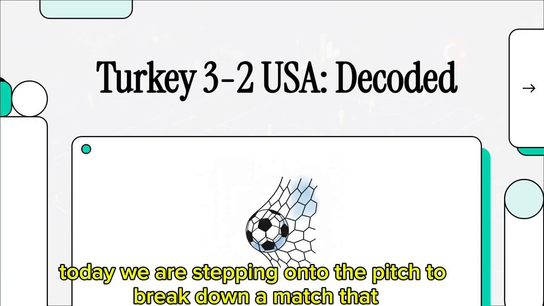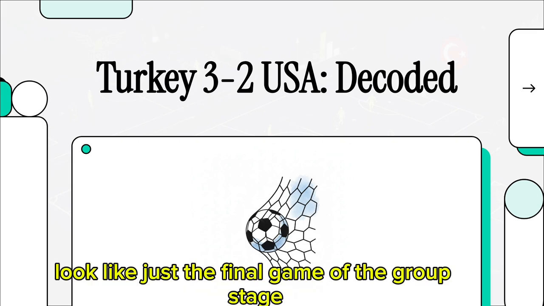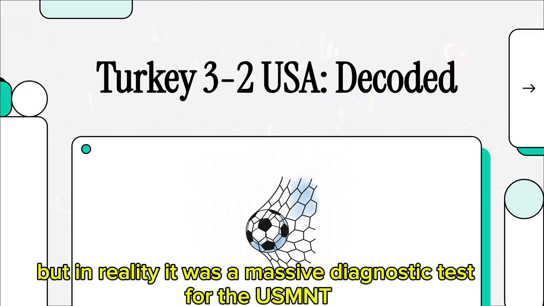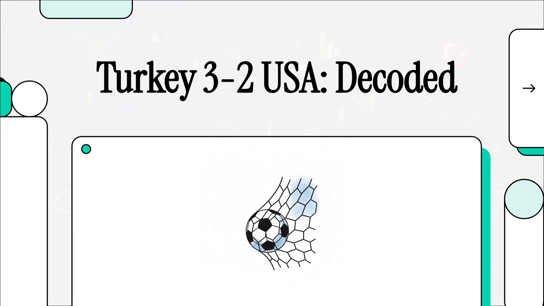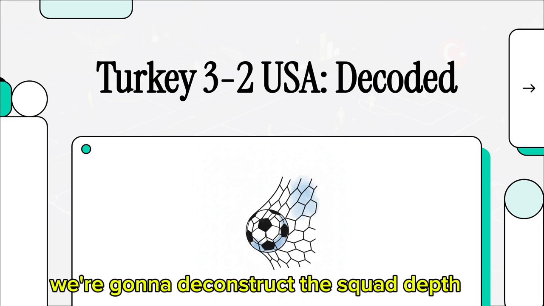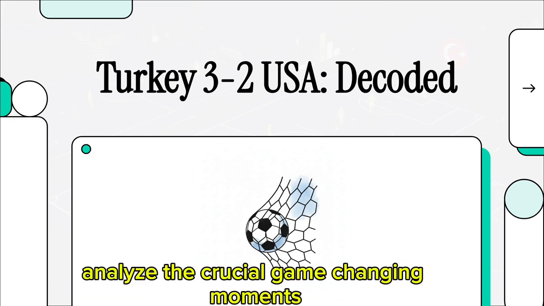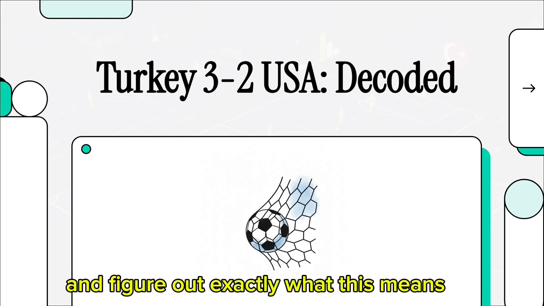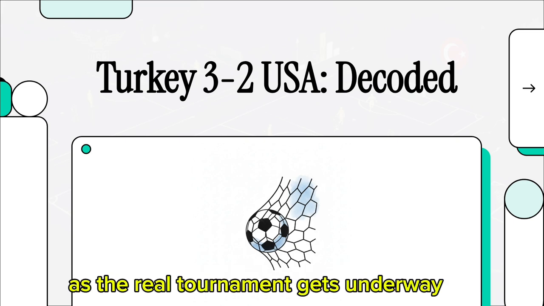Today, we are stepping onto the pitch to break down a match that, well, on paper, looked like just the final game of the group stage. But in reality, it was a massive diagnostic test for the USMNT. We're talking about Turkey's stunning 3-2 victory over the United States. We're going to deconstruct the squad depth, analyze the crucial, game-changing moments, and figure out exactly what this means as the real tournament gets underway.